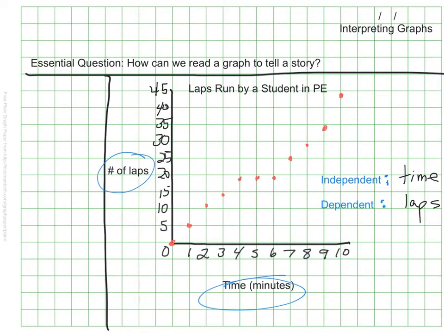We can see that the number of laps the student ran was dependent upon the time he or she had to complete the run. Therefore, the laps is dependent. It's on the y-axis over here, and the independent variable on the x-axis is time.